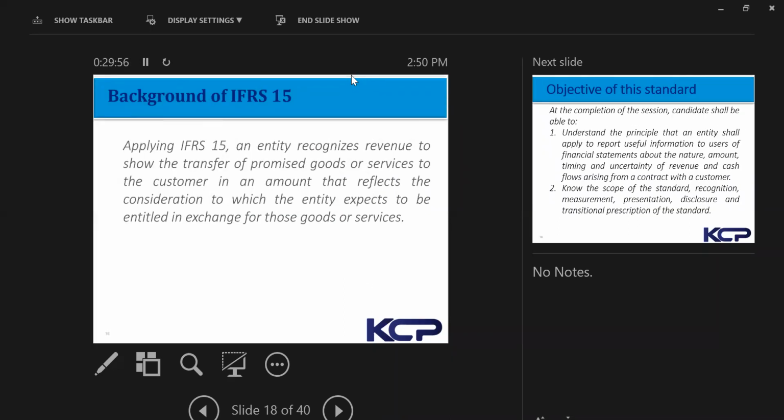Applying IFRS 15, an entity recognizes revenue to show the transfer of promised goods or services to the customer in an amount that reflects the consideration to which the entity expects to be entitled in exchange for those goods or services. What do I mean by this? Who can explain?